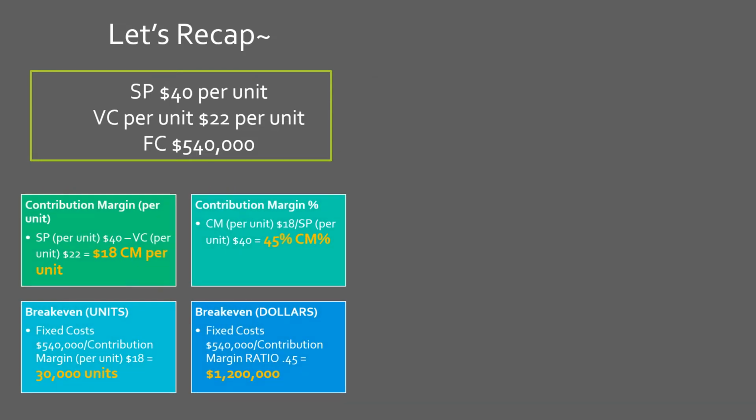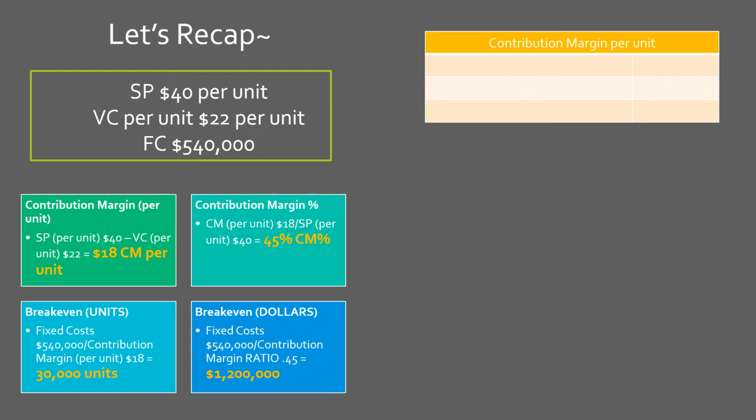So let's recap. We've got our product that we sell for $40 a unit that has a variable cost of $22 per unit, fixed cost $540,000. We've calculated contribution margin per unit, $18, contribution margin ratio to be 45%, break even to be 30,000 units, break even in dollars to be $1.2 million. And let's go ahead and proof this.